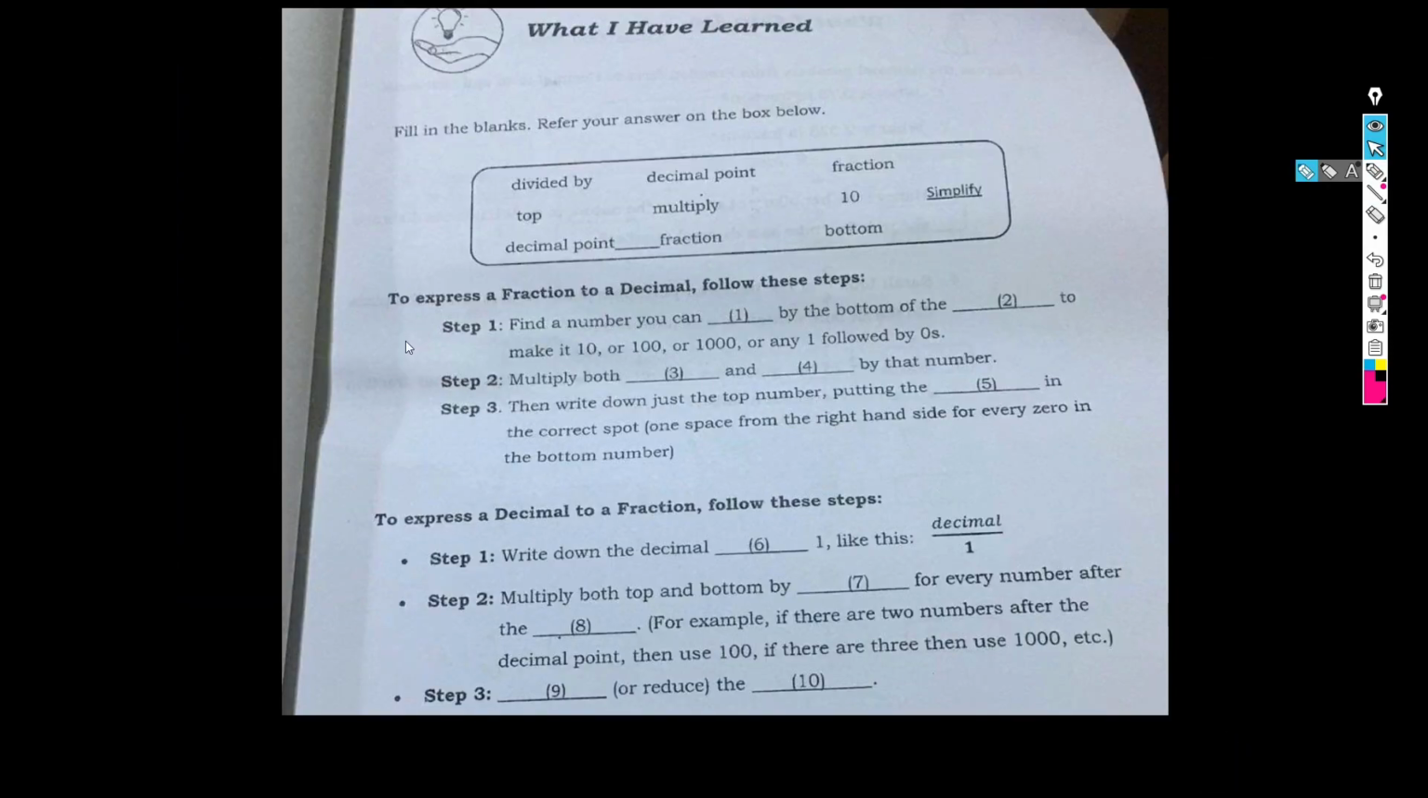What I have learned. Fill in the blanks. Refer to your answer in the box below. To express a fraction as a decimal, follow these steps. Step 1, find a number you can multiply. Number 1 is multiply by the bottom of the fraction, to make it 10 or 100 or 1000 or any one followed by zeros.